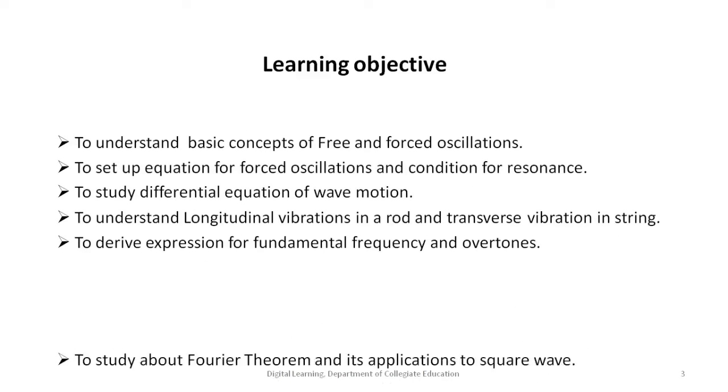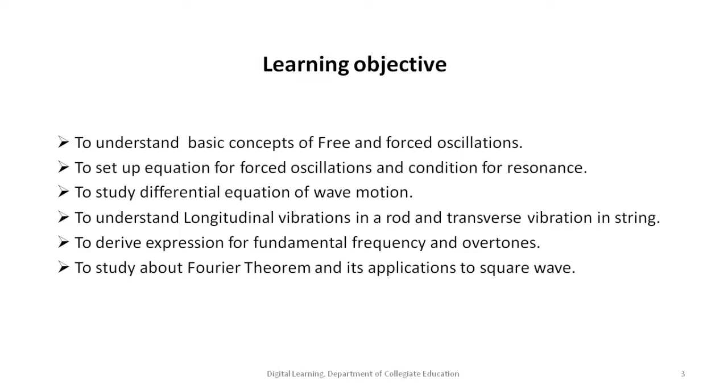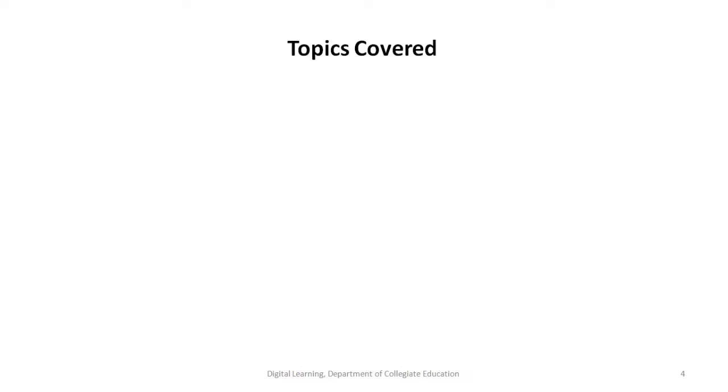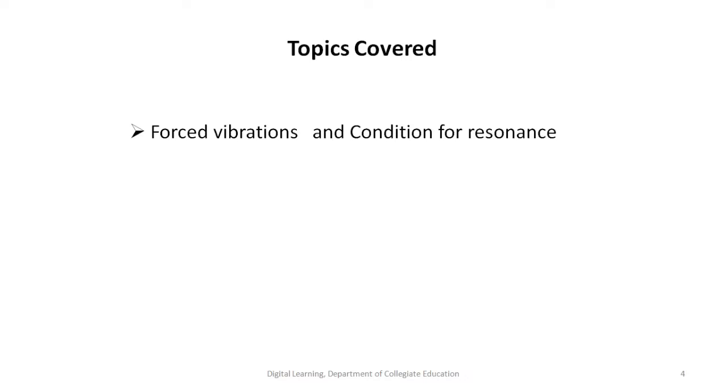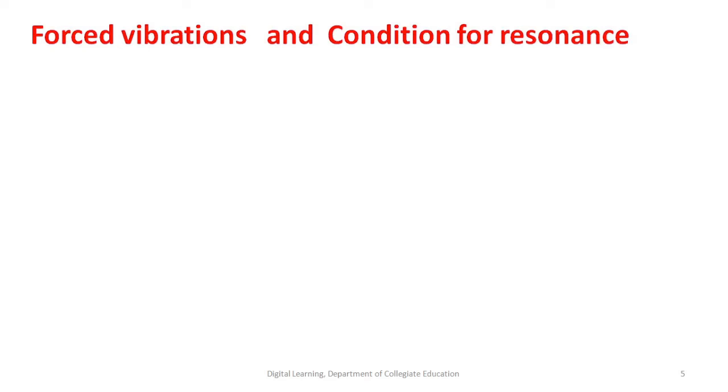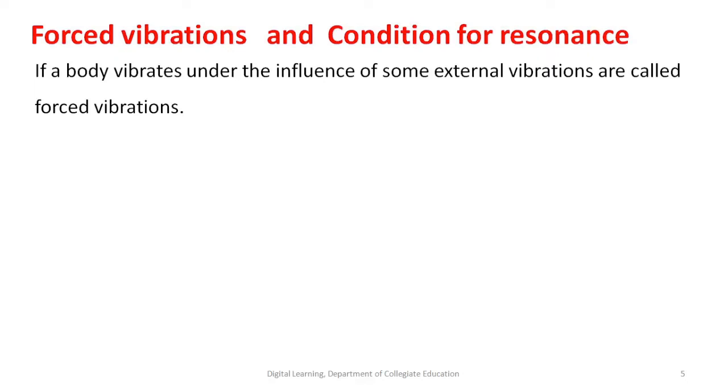The learning objectives of this unit were already discussed in the previous session. Topics covered in this session are forced vibrations and the condition for resonance. A body vibrates under the influence of some external force, that is called forced vibrations. If a body vibrates under the influence of some external force, that is called forced vibration.